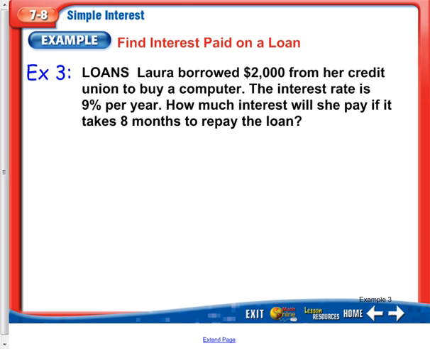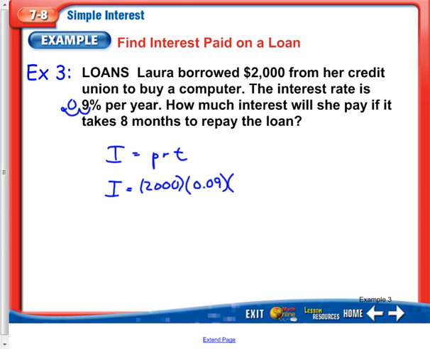Okay, for example 3, Laura borrowed $2,000 from her credit union to buy a computer. The interest rate is 9% per year. How much interest will she pay if it takes 8 months to repay the loan? So again, I equals PRT. Always start by writing your formula. Now let's write I equals, the principal is $2,000. The rate is 9%, so let's write 0.09, because if we move it twice, 1, 2, okay, it'd be 0.09.